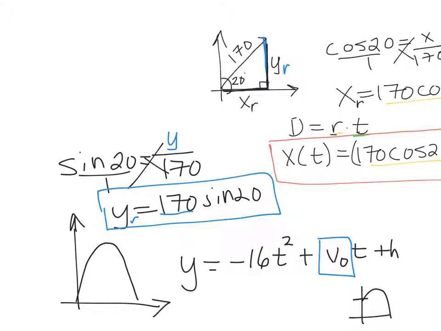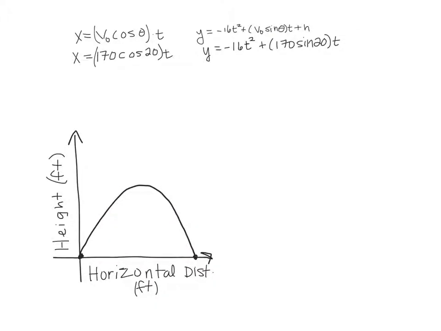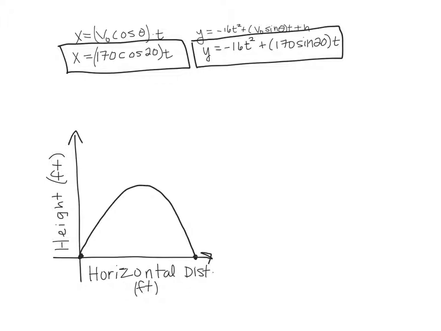Initial velocity of the ball times sine of the initial angle. Okay, so we found the parametric equations that describe this situation. Now the next question is, how long was the ball in the air? Well, when the ball lands right here, its height is 0. And so we can solve this equation.